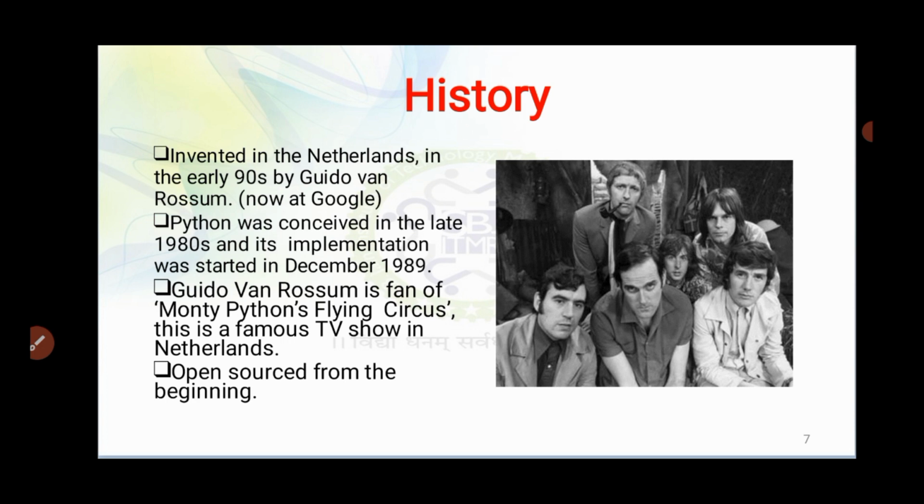Now why was the name Python given to this particular language, why not others? Mr. Guido was a fan of one of the very famous TV shows in the Netherlands, and the name of that show was Monty Python's Flying Circus. Just because Guido was a fan of that famous TV show, he did not find any other name for this programming language better than the word Python, and that's probably the reason this language was given the name Python.